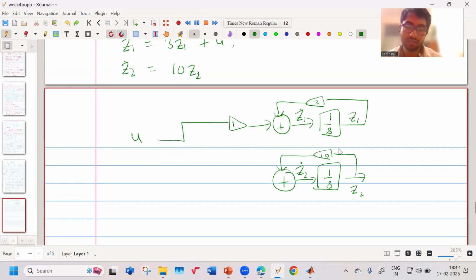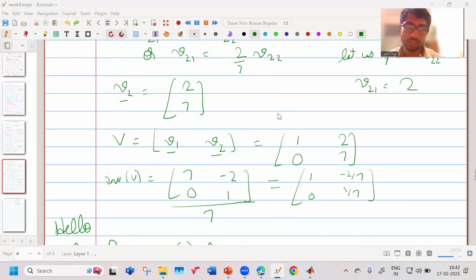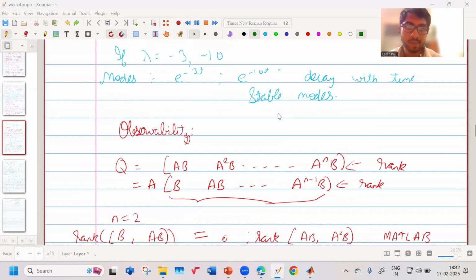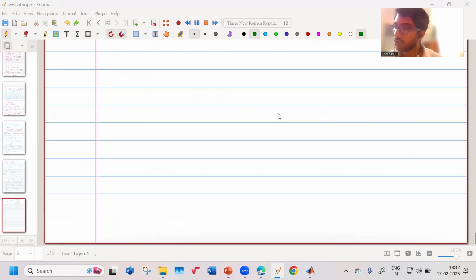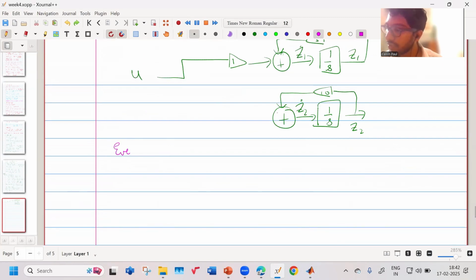Okay, so any doubts in this? So we have found that it is uncontrollable even after transformation. So what is our conclusion? Even after linear transformation, the system remains uncontrollable.